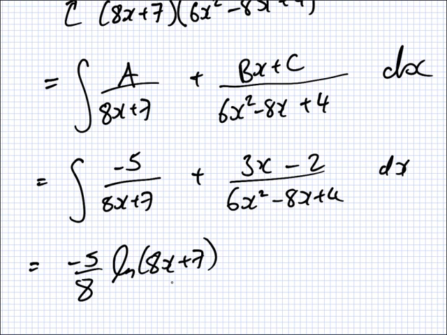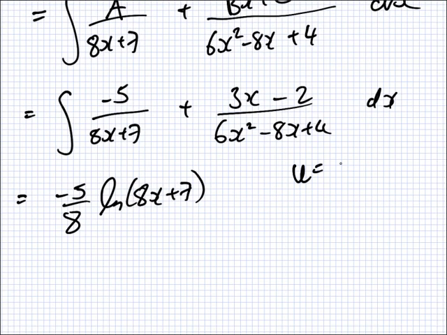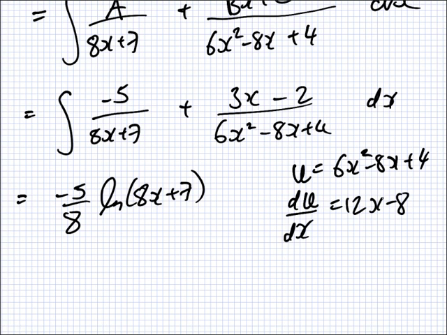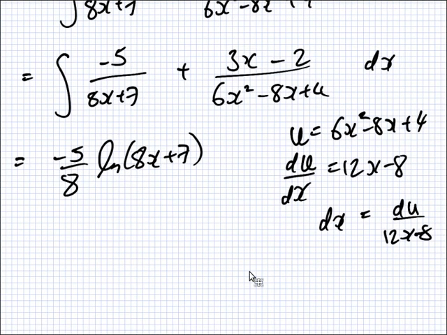What to do about the next one, though? Do we use a substitution? U equals 6x squared, yes. Would that work? Should we try? Why the heck not. U equals 6x squared minus 8x plus 4. du dx equals 12x minus 8. So dx equals du over 12x minus 8. I think that's okay.